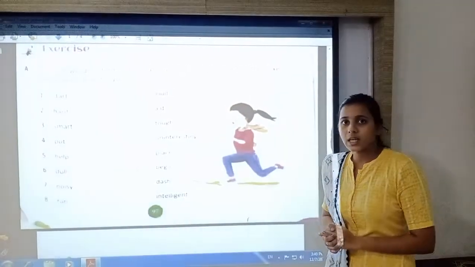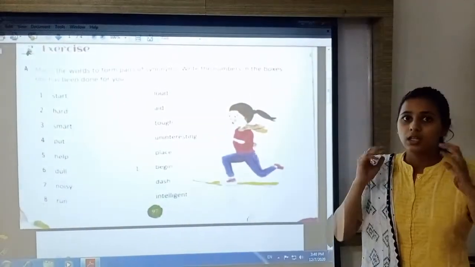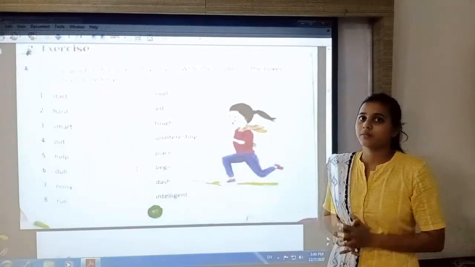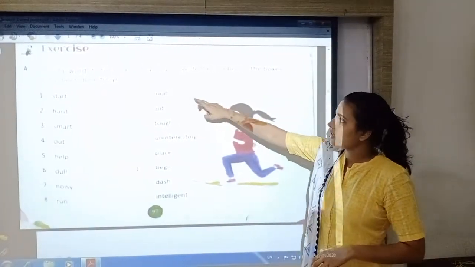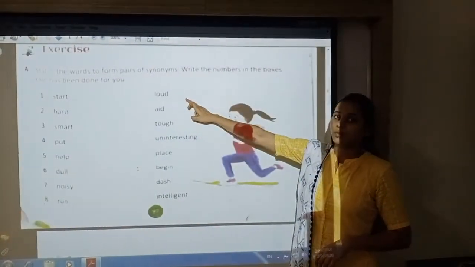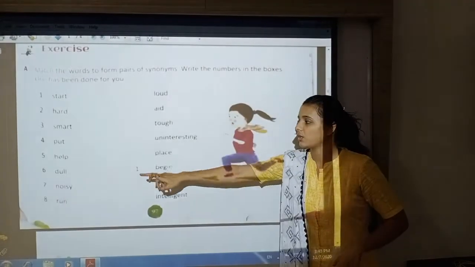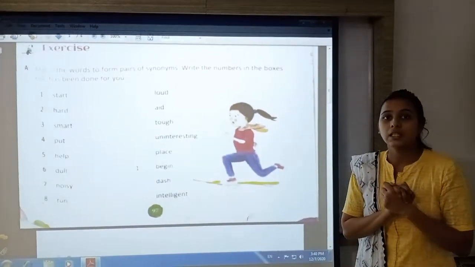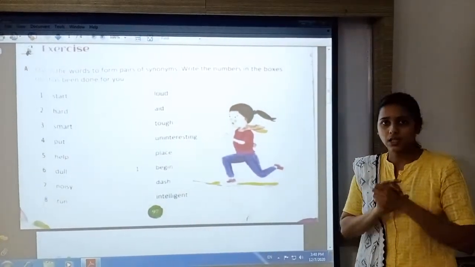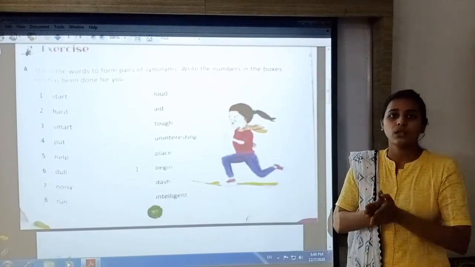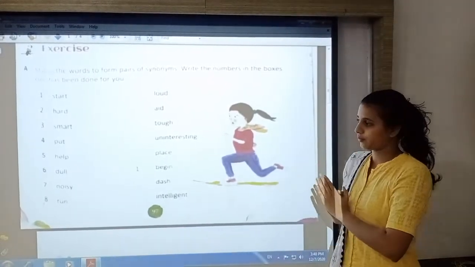So noisy का similar word क्या होगा? Something which is loud. Here we can see the word loud. So we will match this word with noisy. This is a similar word of noisy. Noisy and loud. So we will make a pair of it.